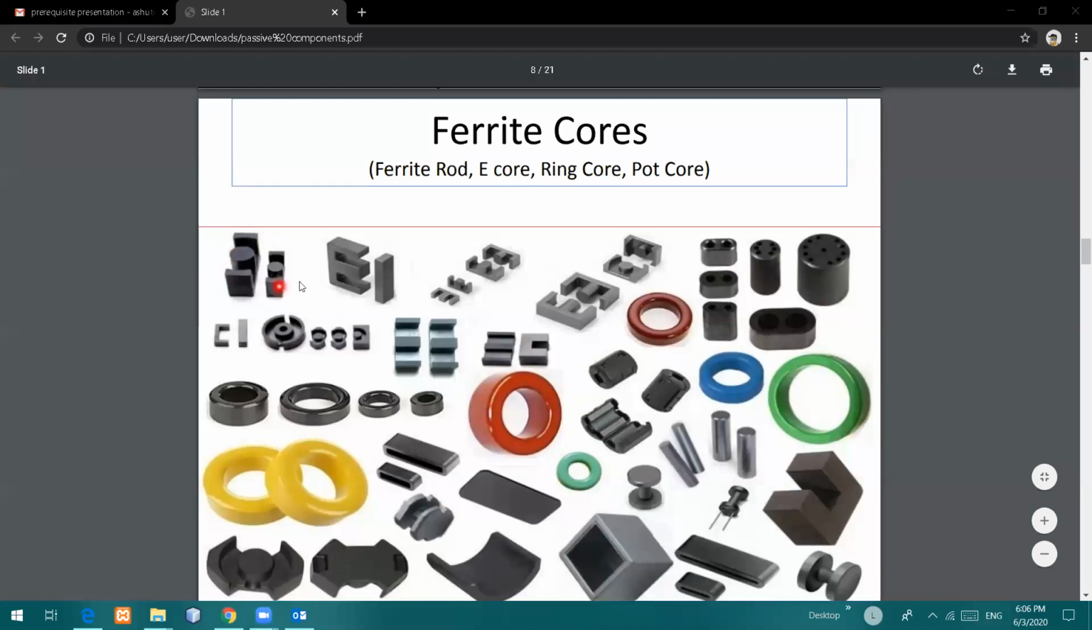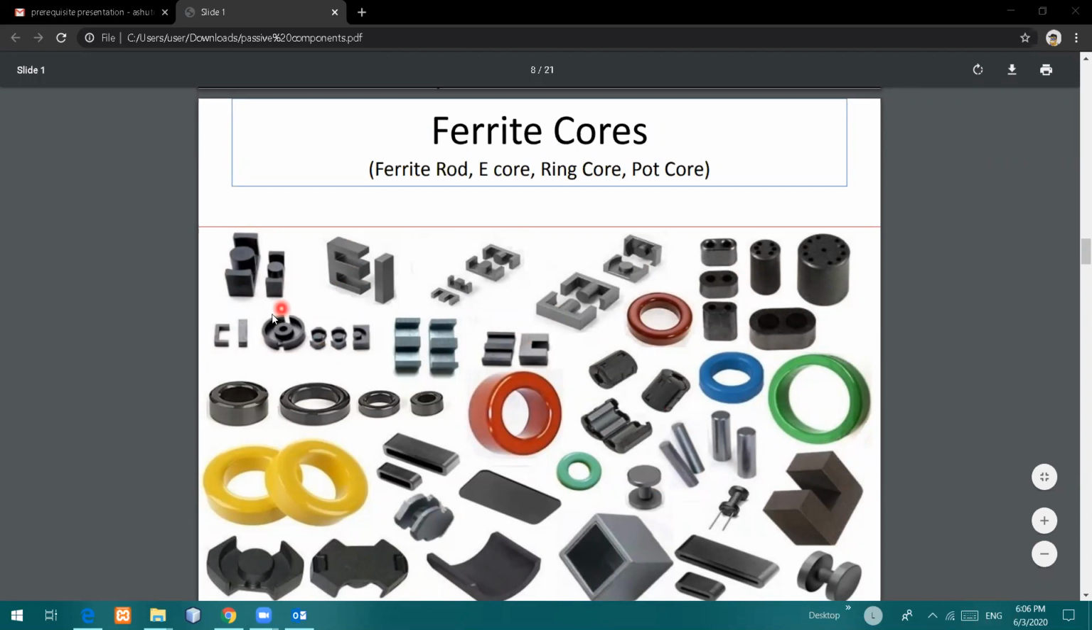This is the E core. This is the ring core, used for inductance preparation. All these are ring cores. This is the rod core, ferrite rod core.